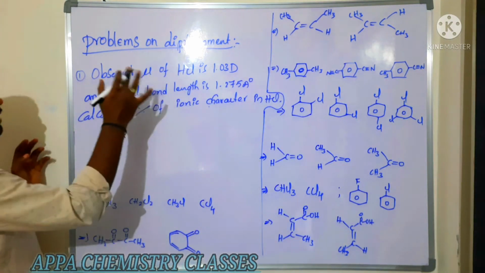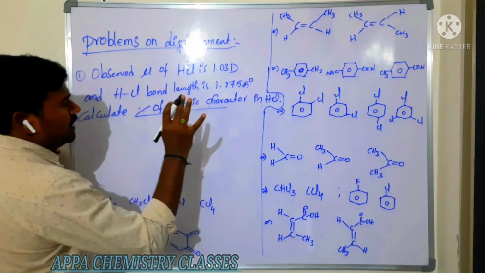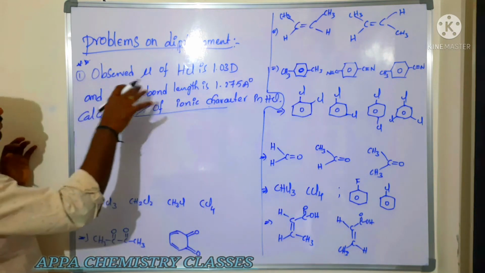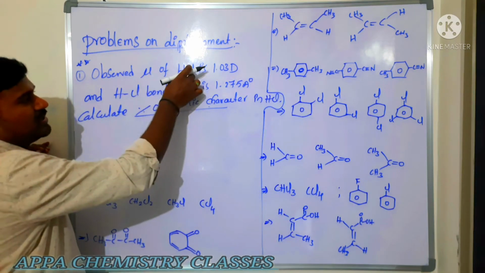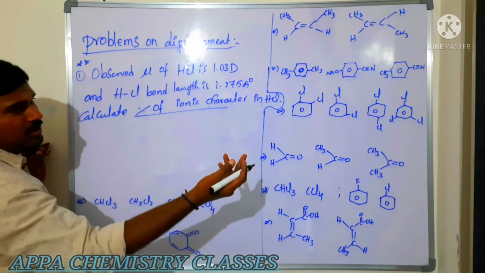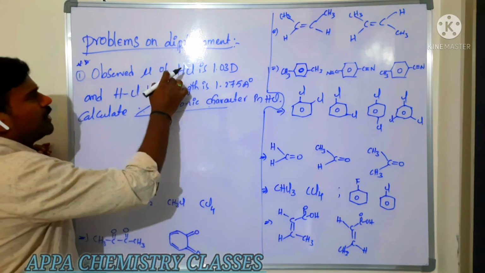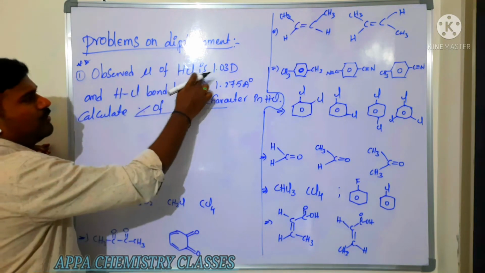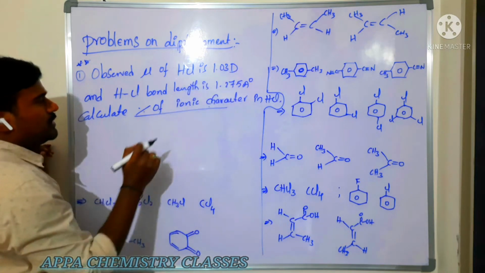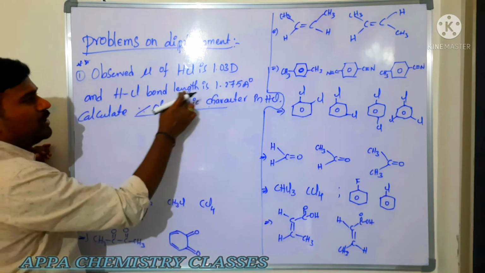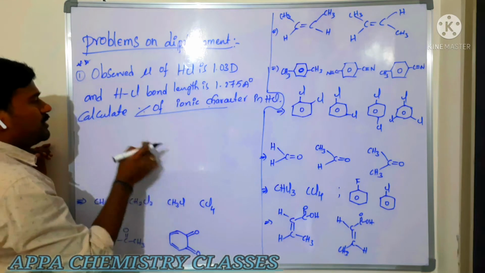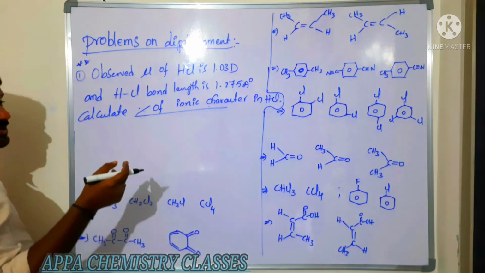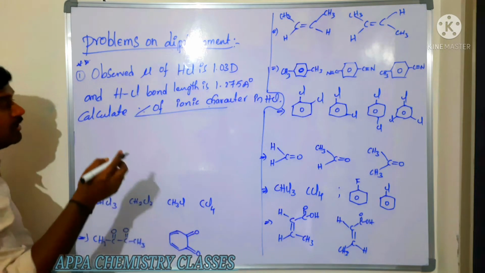First one is based on percentage of ionic character. This is a repeated question, so it is most important. Sometimes they will say HCl, HF, different ones, but the method is the same. The observed dipole moment of HCl is 1.03 debye and the HCl bond length is 1.275 angstroms. Calculate the percentage of ionic character in HCl.